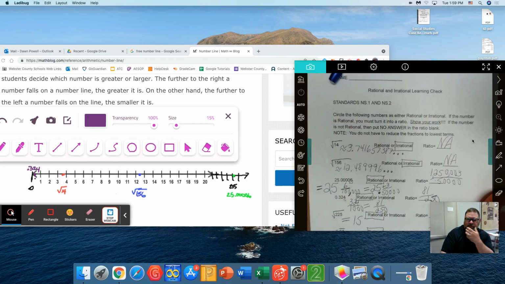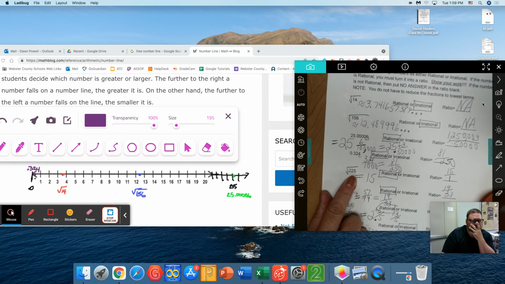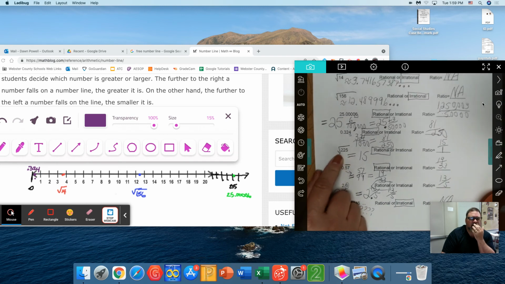Okay, so then we've got to do the square root of 225. Now we found out that ends up being a perfect square. When you take the square root of a perfect square, you get a whole number. And we love that.